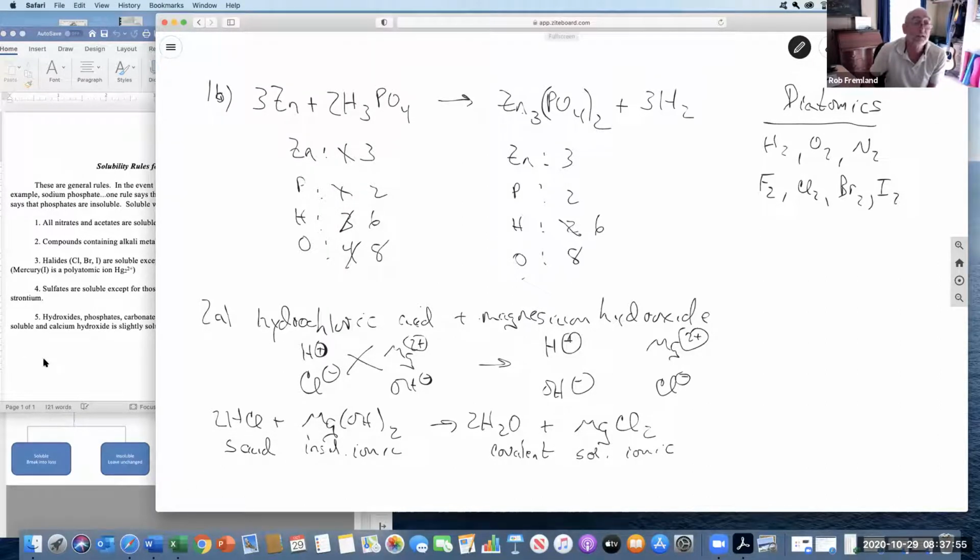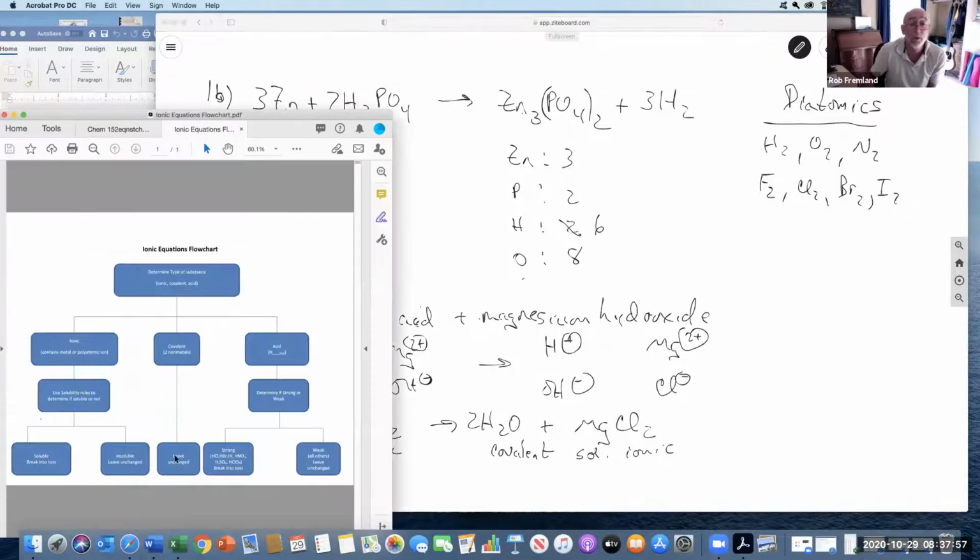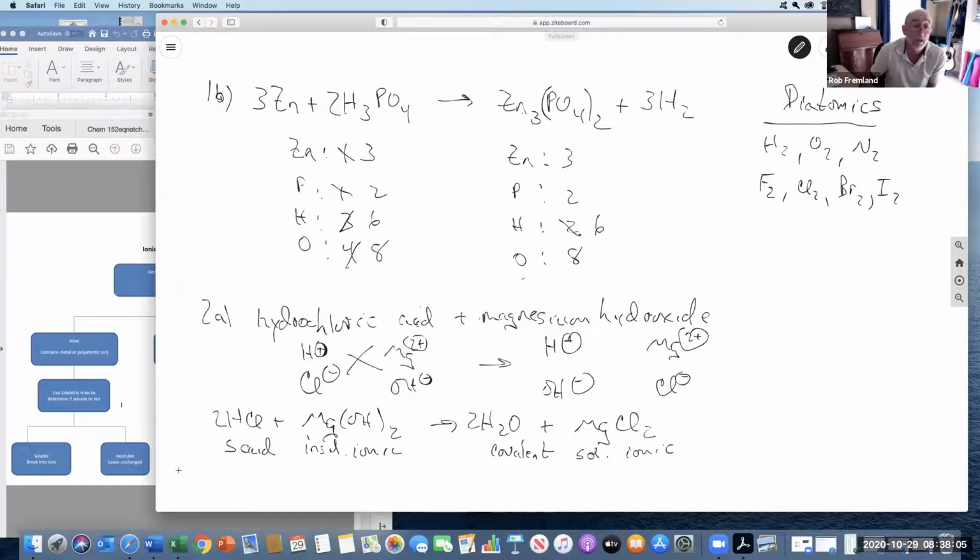All right, so now that takes care of the solubility rules. Now what do we do with them? Soluble ionics, we break into ions. Strong acid, we break into ions. So this is going to be, I'm going to squeeze it in down here, 2H plus, 2 chlorides.